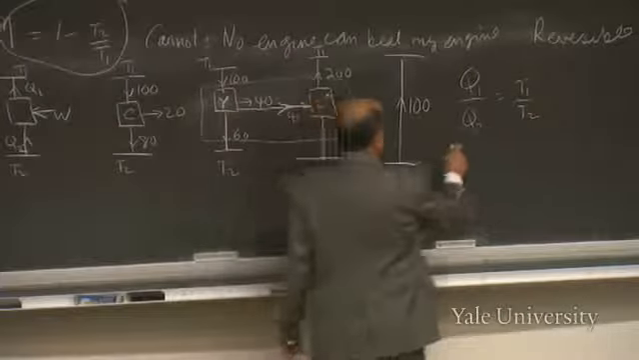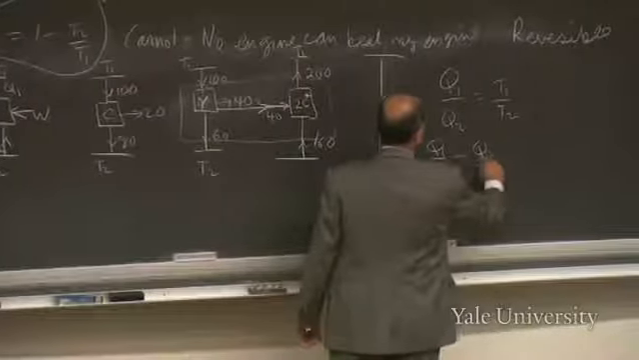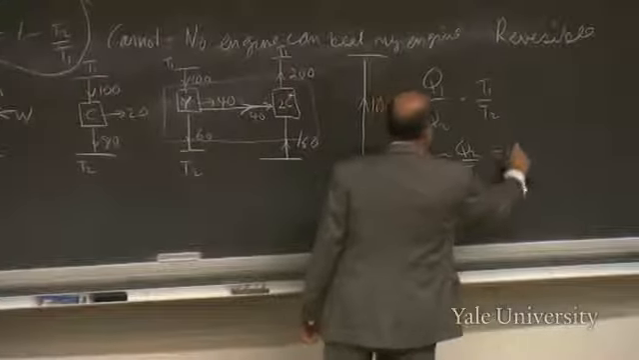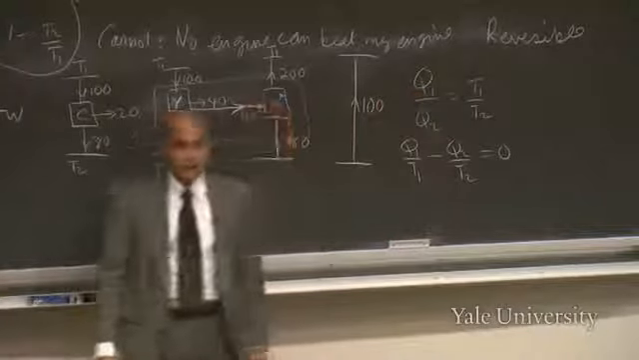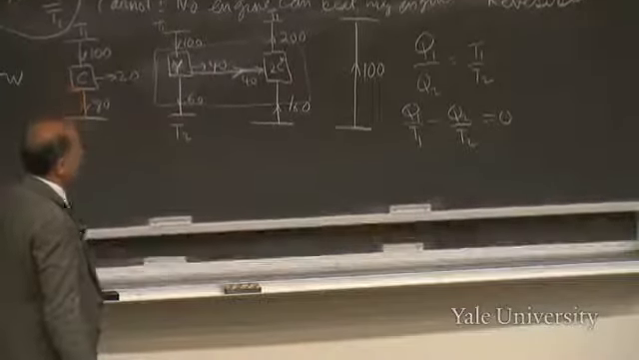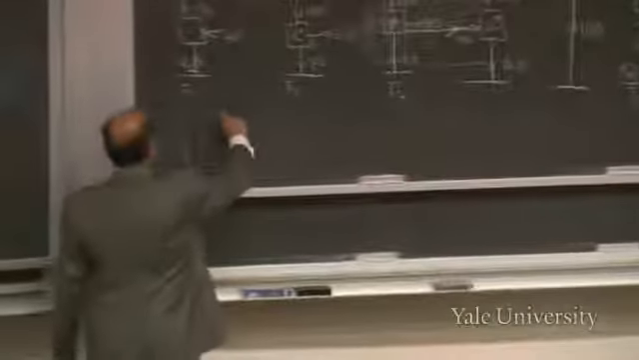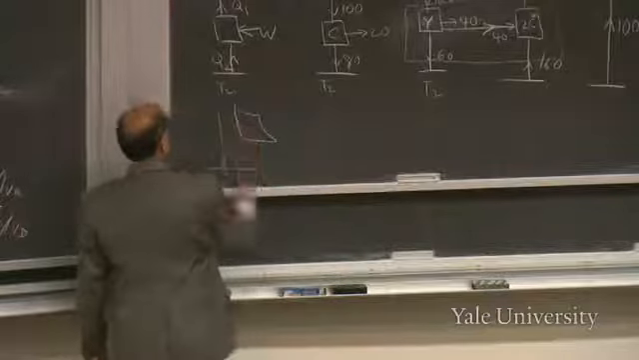Therefore, I'm going to write it as follows. Q1 over T1 minus Q2 over T2 equal to 0. That's just a simple rewrite. But I'm going to write this in another notation. My cycle had 4 parts, remember? I did this, then I did this, then I did this, then I did that.